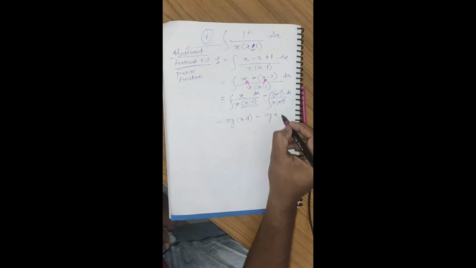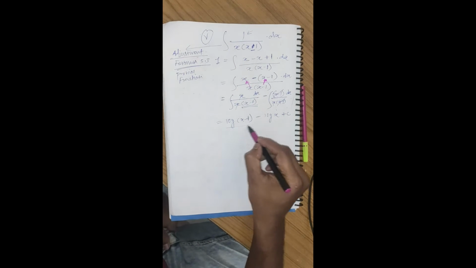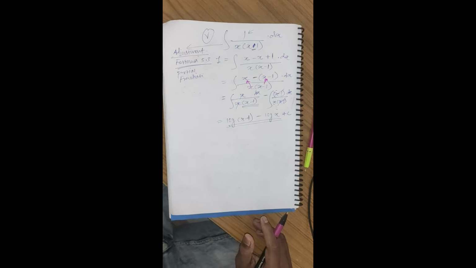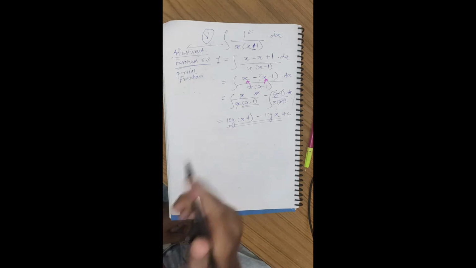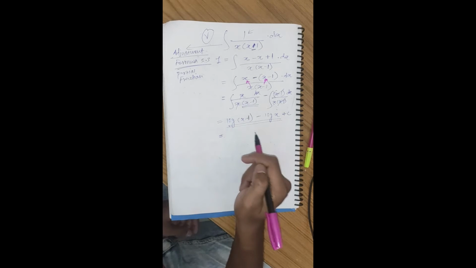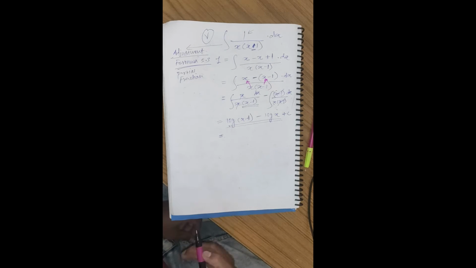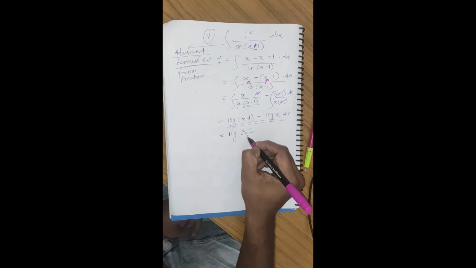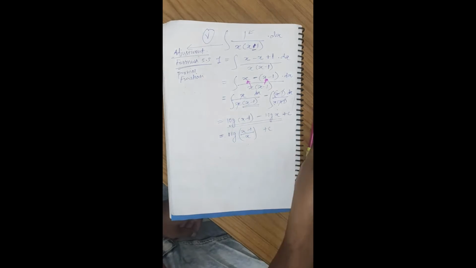So we shouldn't stop here because we can simplify this. Simplification is an integral part of every problem that you solve. So you have to write everything in the most simplified form, basically for better presentation. So you can write log of (x minus 1) divided by x plus c.